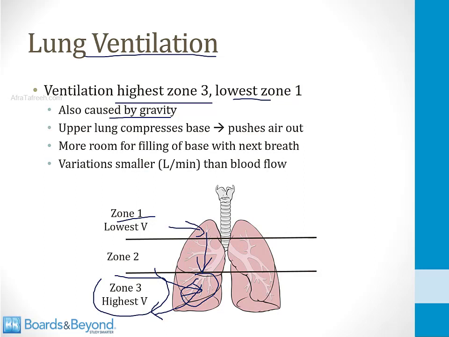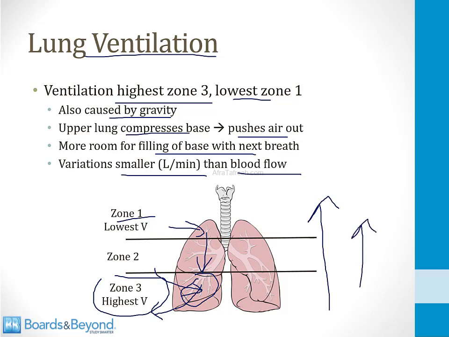And I've summarized these points here on this slide. The upper lung compresses the base, pushes air out, and then there's more room for filling of the base with the next breath. And then finally, an important point that you need to understand, and this will come up again in a few slides, is that although ventilation is highest at the base and lowest at the apex, the change in ventilation from the base to the apex is smaller than blood flow. In other words, there's a much greater change in perfusion as you go from the base up to the apex. There's a much smaller change in ventilation as you go from base to the apex.